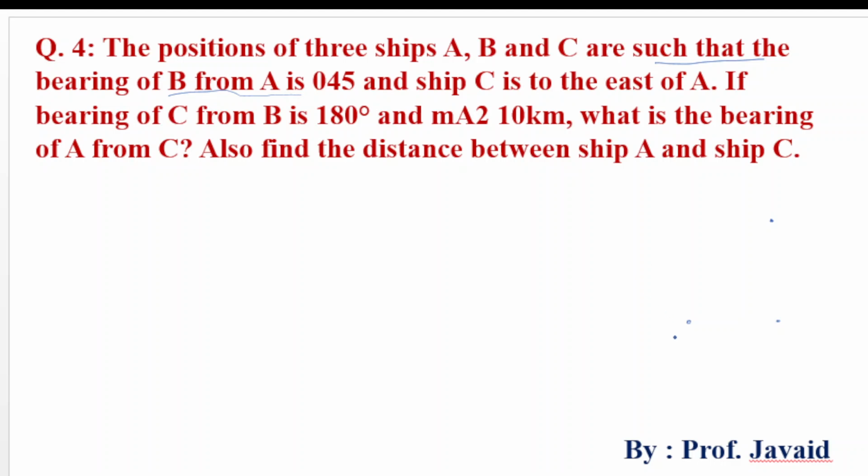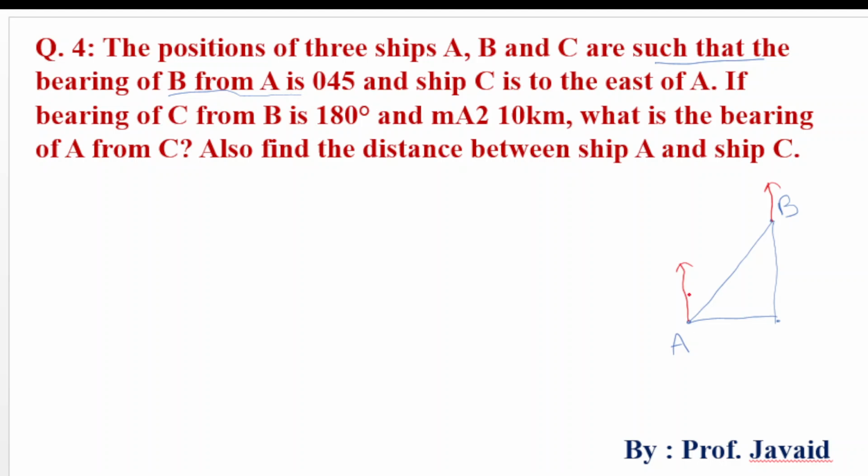Let me give the names. If I write A and then B, it is written that the bearing of B from A, which means A to B, so I have to draw like this. Let me join the lines to find the distance like this and then like this. Let's draw north here, also north here.